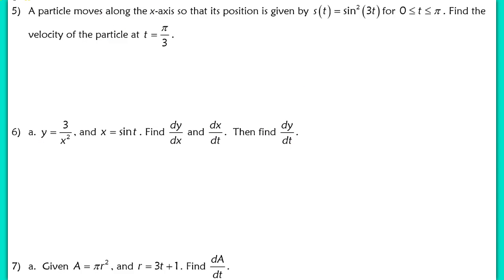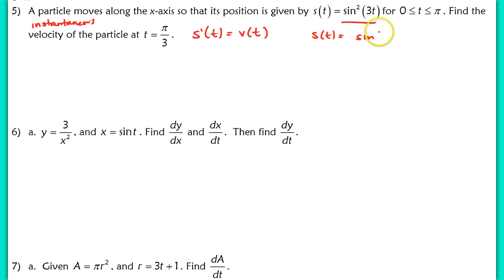Okay, in example 5, it says a particle moves along the x-axis so that its position is given by this particular position function, and we want to find the velocity, which really means the instantaneous velocity of the particle when time is equal to pi over 3. So to find this velocity, we're going to take the derivative of s with respect to t, because that'll give us our velocity function.